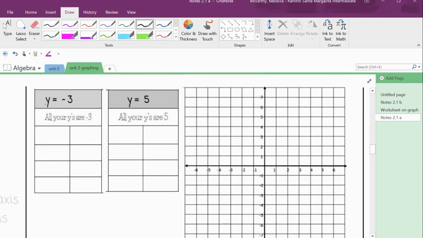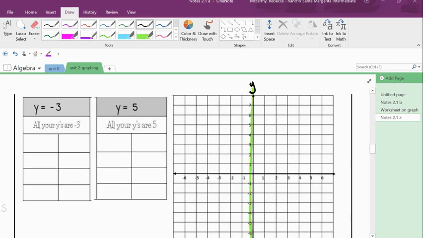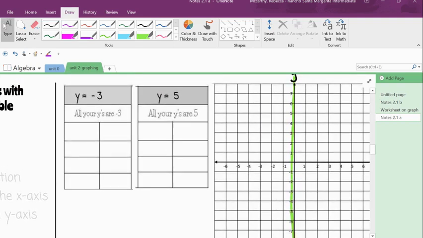Notice this one has y equals negative 3. There is no x value at all. So I know it's only going to cross my y-axis. So let's highlight that y-axis. It's really important. So this means all my y's are negative 3. That's what this rule says. So I'm going to write this as negative 3.